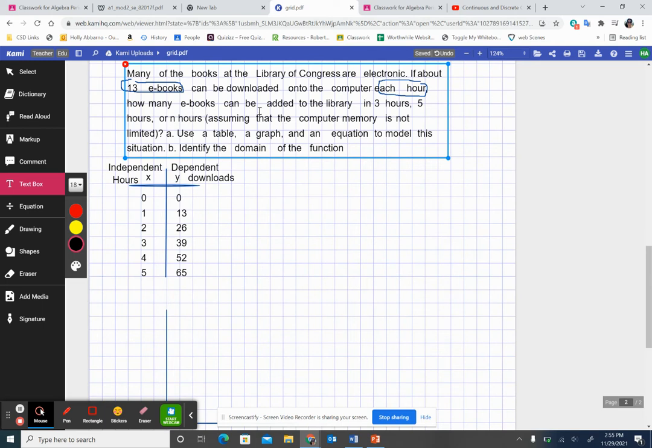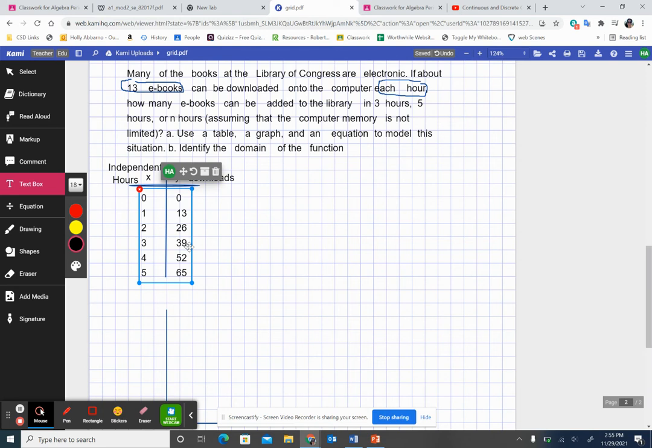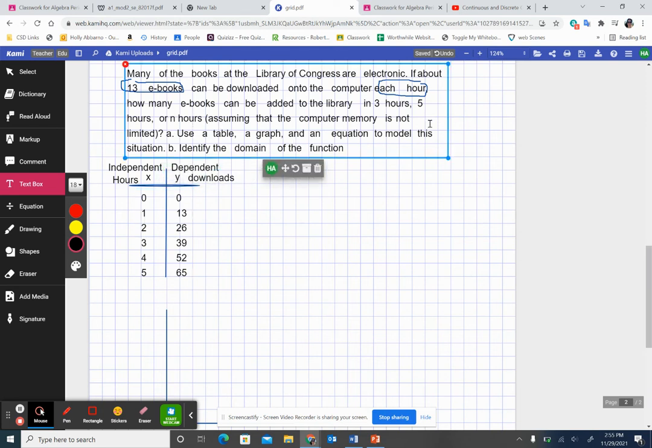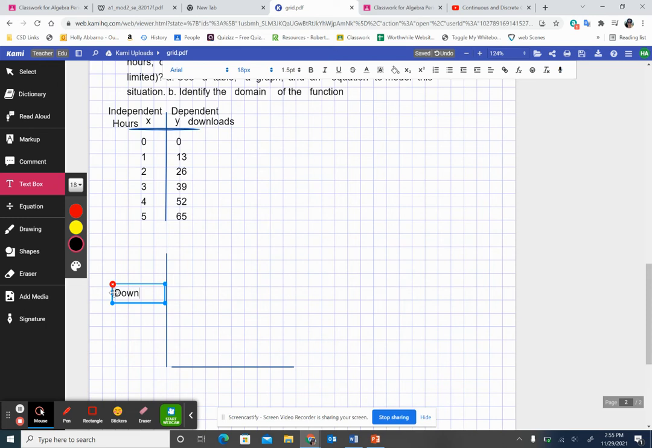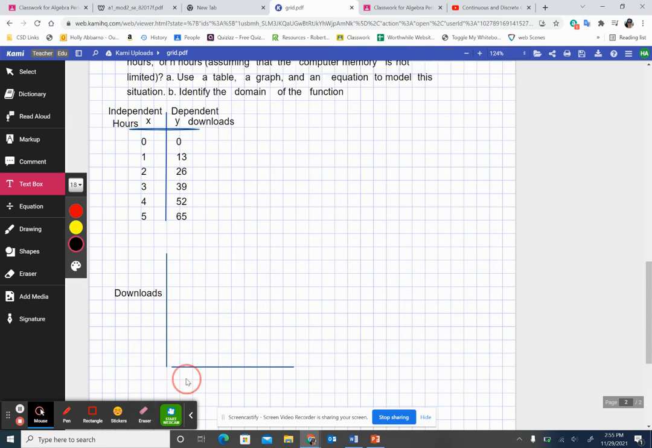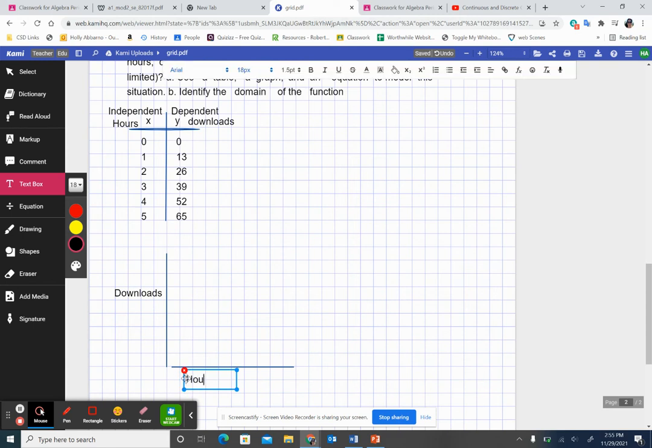So it says, how many ebooks can be added to the library in 3 hours? Well, 39. 5 hours, 65. And so on. Use a table, graph, and equation to model this situation. So we have our table. Our graph, remember our y value is our downloads. Our x value is our hours, time.